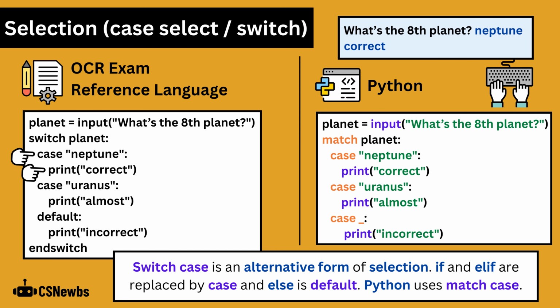Each case is compared to the switch in turn, and it will run the indented code of the first that is true. If no cases are correct, default will run instead. This is the same as an else statement in an if-then-else selection format.